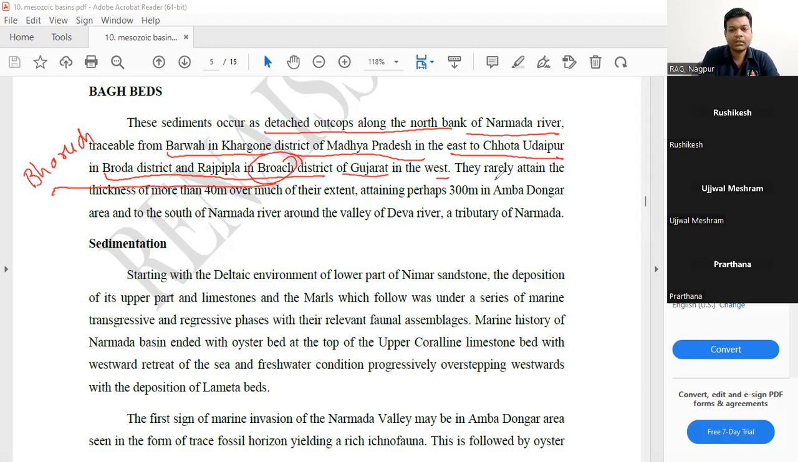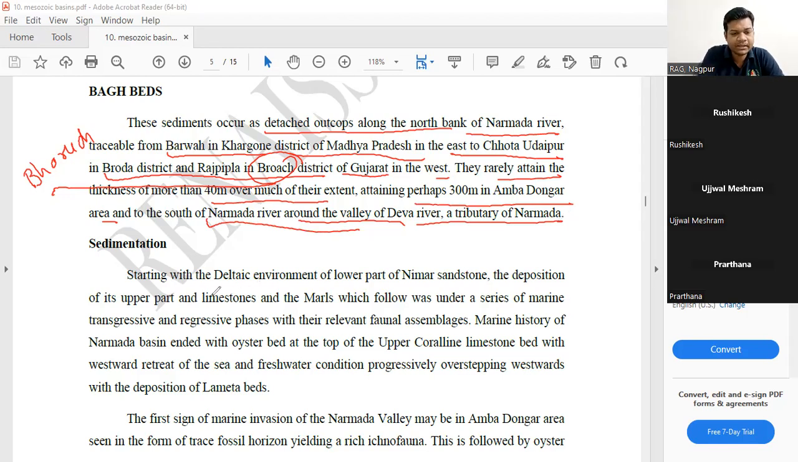They rarely attain a thickness of more than 40 meters, perhaps attaining 300 meters in the Amba Dongar area. They are also found south of the Narmada River, around the valley of the Deva River, which is a tributary of the Narmada. So this is the geographic location of the Bag beds with respect to India.